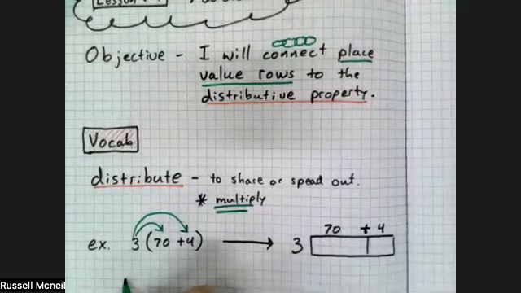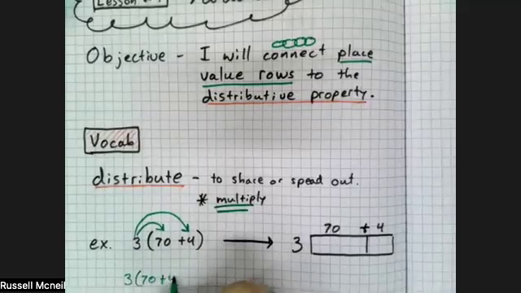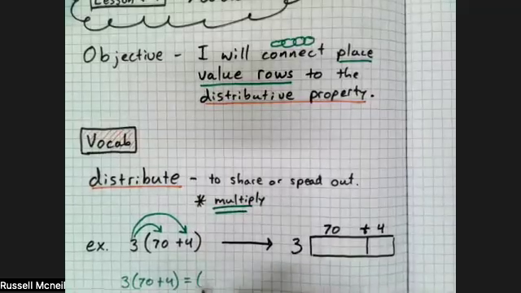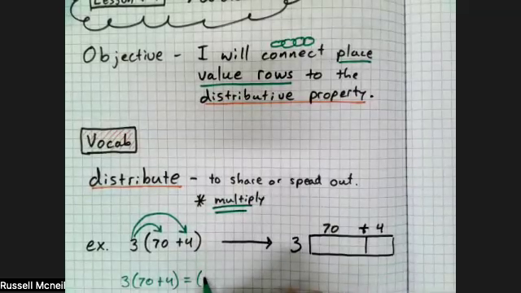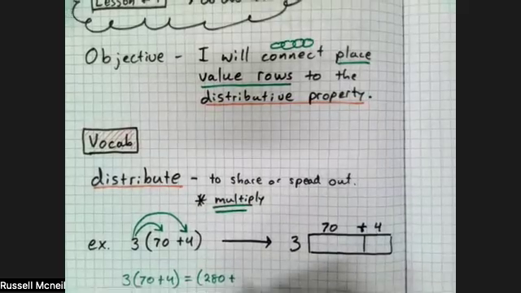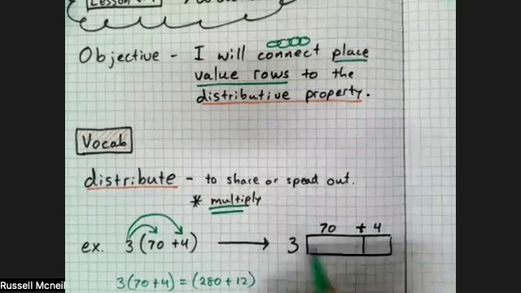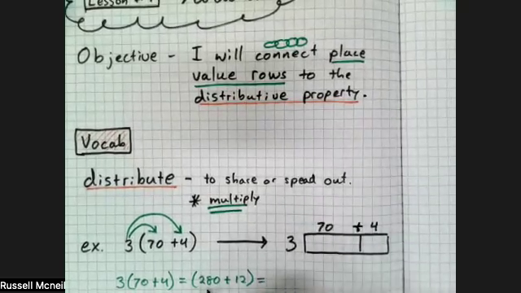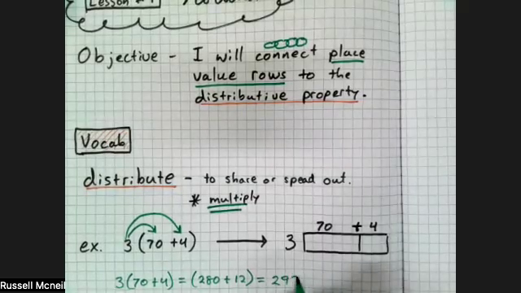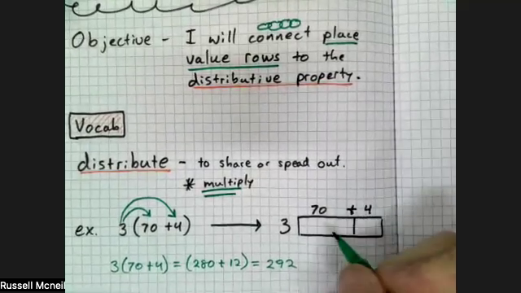3 times 70, I'll rewrite the problem down below. 3(70 plus 4) is equal to, so let's do it. 3 times 70 is 3 times 7, 21 with a 0, plus 3 times 4 is 12. Put it on the outside. And our answer should be 280 plus 10 is 290 plus 2, 292. Now, you can do the same thing over here.